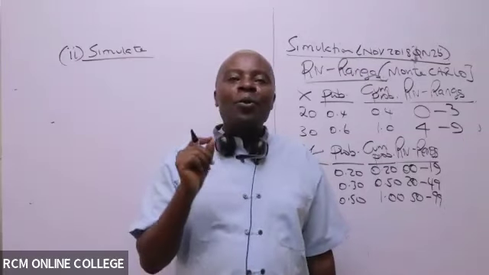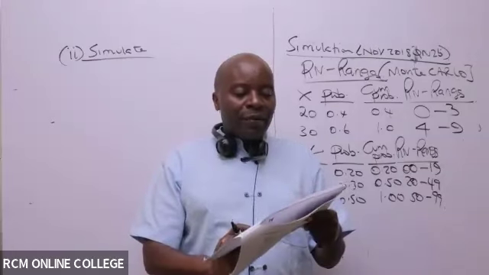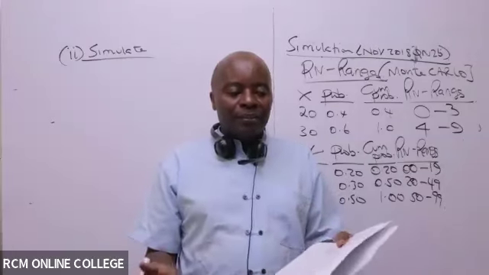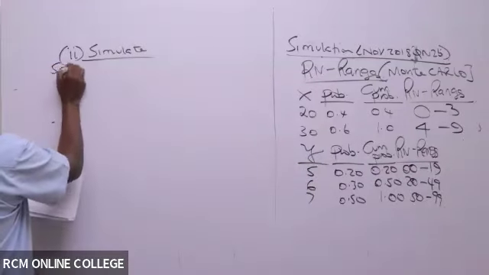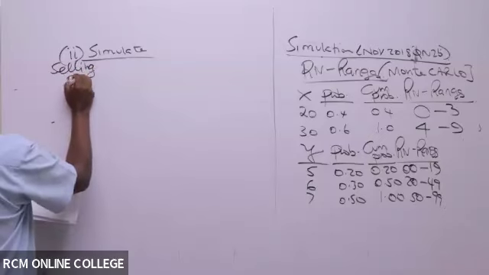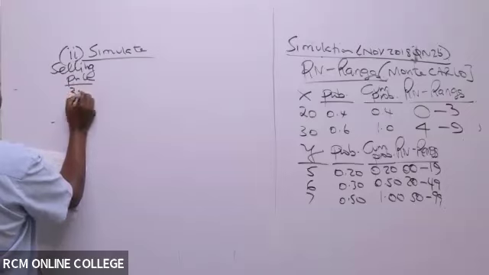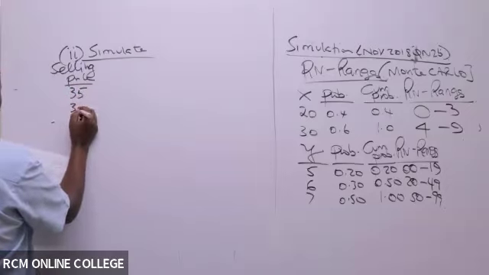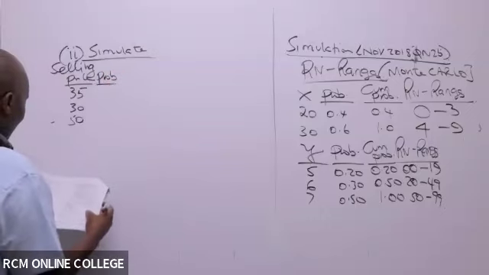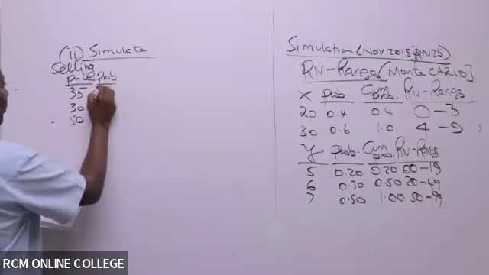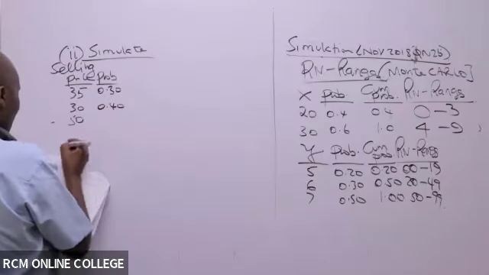There is no way you'll be able to do simulation without probabilistic variables. The examiner has given me three probabilistic variables, and I can see them here. The first one is the unit selling price. It has three possibilities: it could be 35, 30, or 50, with the following probabilities: 0.30, 0.40, and 0.30 again.